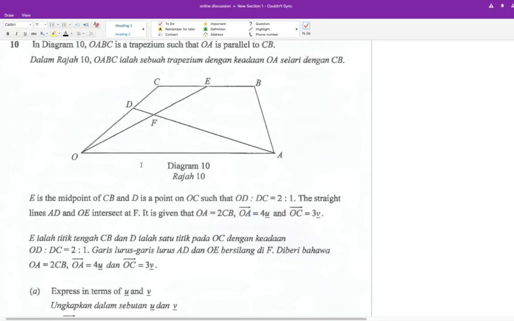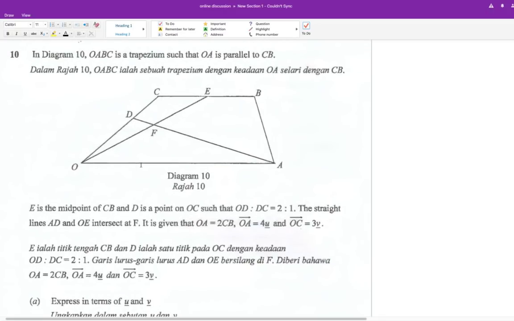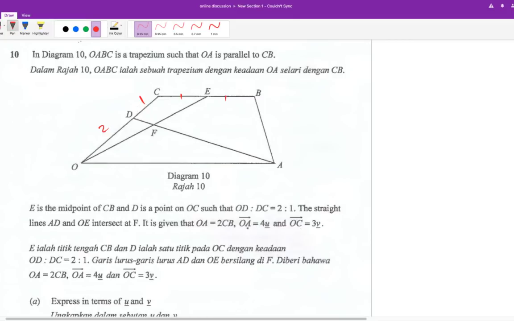Okay, so now we go to the vector. In diagram 10, you have the trapezium such that OA is parallel to CB. E is the midpoint, so here is the midpoint. D is a point on OC such that OD is 2, DC is 1. OD is 2, here is 1. The straight line AD and OE intersect at F. It is given that OA equals 2CB.